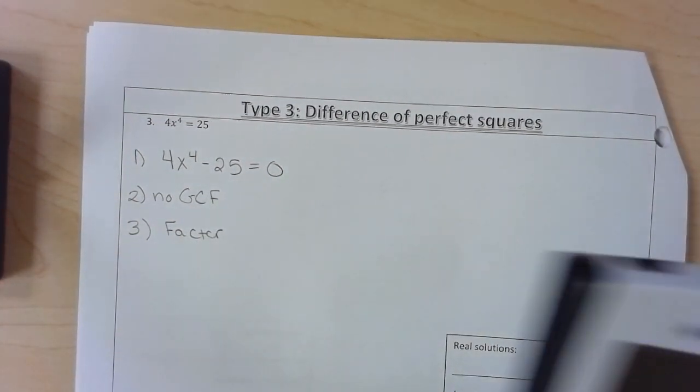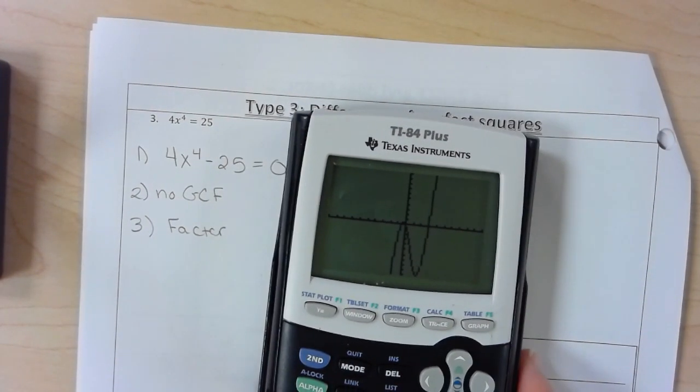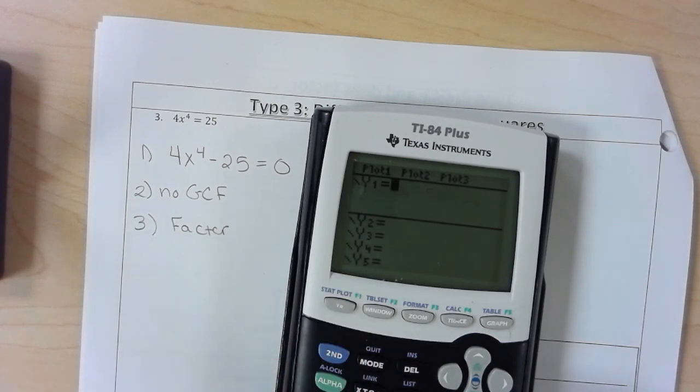You cannot do the quadratic formula. I should have mentioned on the last one you could do the quadratic formula because it was squared. So if you ever see a squared, you can do that. Let's put this in our calculator. So we have 4x to the 4th minus 25.